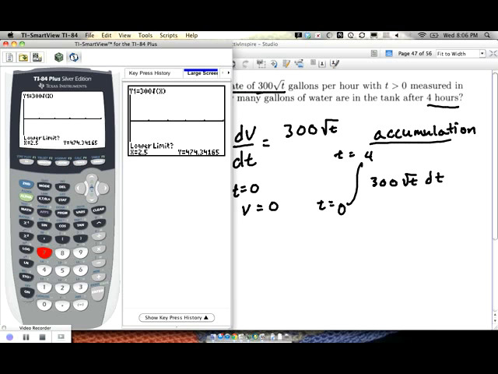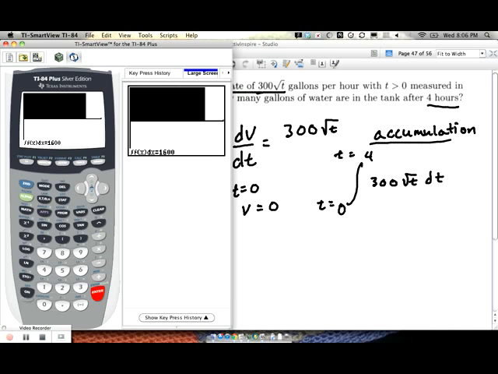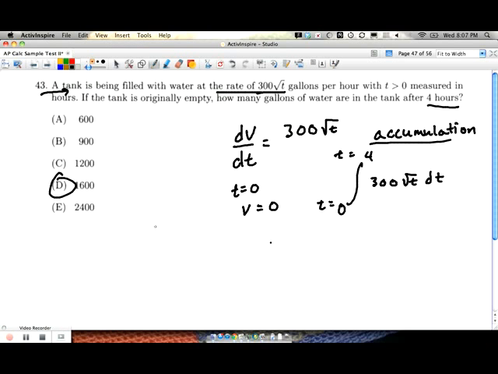Calculate 7. My left bound is 4. My lower limit is 4. Press enter. My upper limit is going to be, whoops, my lower limit was 0. I actually did say that. And my upper limit is 4. It's going to shade in the area, which is way above the screen, way out of our view. But it gives us the value down here, 1600. The answer is D. Calculators are awesome when you know how to use them.